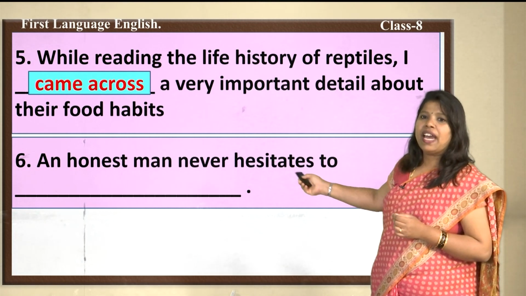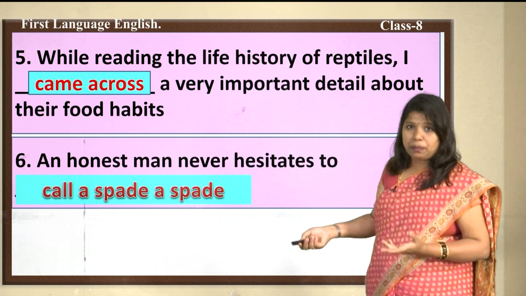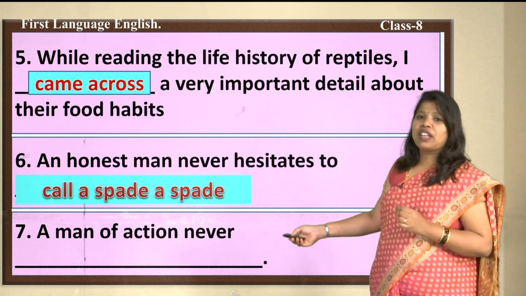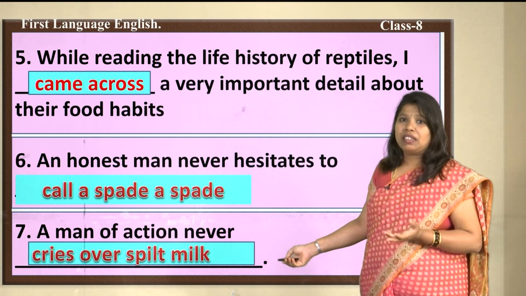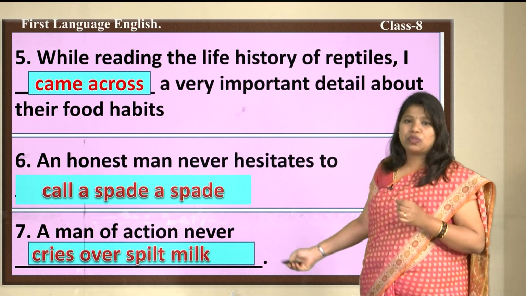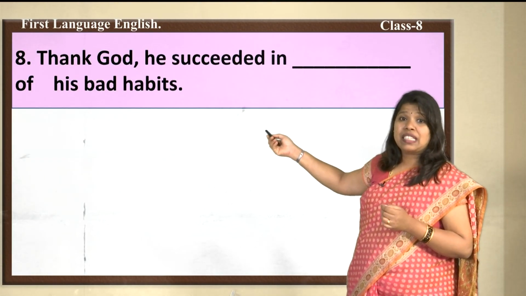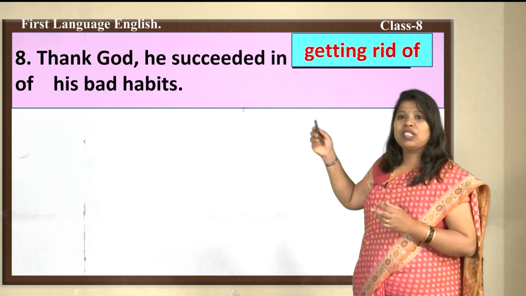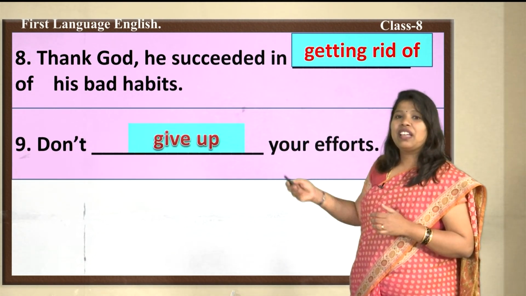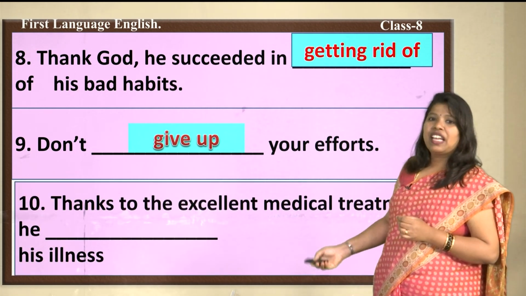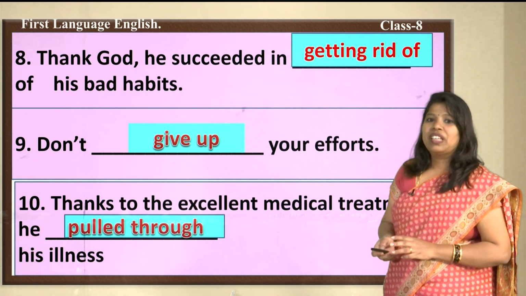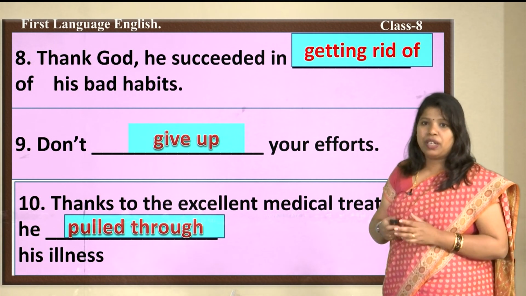An honest man never hesitates to call a spade a spade, means he will give you a correct, accurate answer. Seventh one, a man of action never cries over spilt milk, means that he is not going to cry over the things that have happened in the past. So, these two are idioms, right? Next, thank God he succeeded in dash of his bad habits. What is the answer? It is getting rid of. Next one, don't dash your efforts. The answer is don't give up your efforts. Next, thanks to the excellent medical treatment, he dashed his illness. So, he pulled through his illness, means he recovered from his illness.